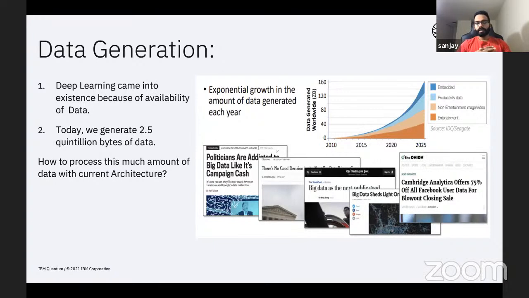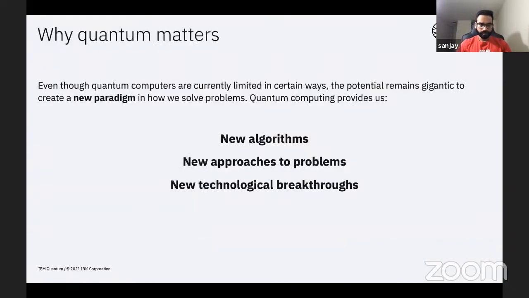We know that the deep learning concept has been in the industry for a long time, decades and decades ago, but it came into availability because of data. Today, we generate 2.5 billion pieces of data. And the question arises: how will we process this much data with the current architecture? We are just on the edge of the current architecture. Again, quantum computer seems to be a possible solution for processing this much data and providing useful insight to everyone.